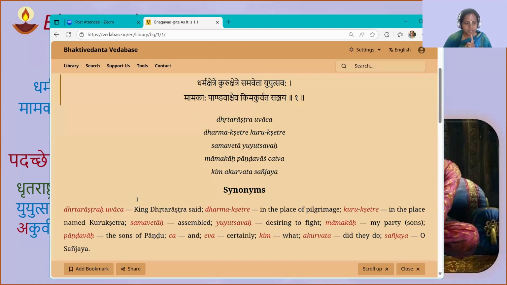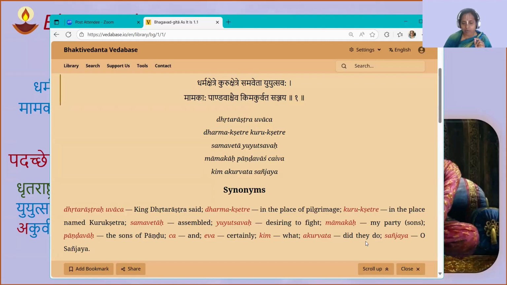See here, there is Sandhi. There is Pandavaha cha eva. See, Pandavas chaiva. This is called Vriddhi Sandhi. Okay. The A becomes I later when Akara is before that. Okay, that we'll study later. Pandavaha cha eva. Next, Kim Akurvata is actually two words. Kim is one word, Akurvata is another word.